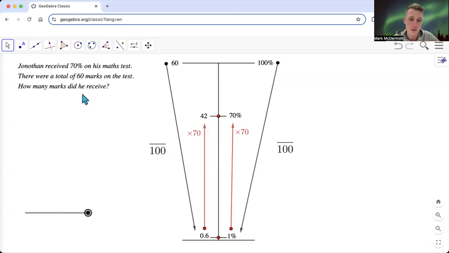And so that's how you can visually represent those types of problems where you need to find a percentage of a quantity.